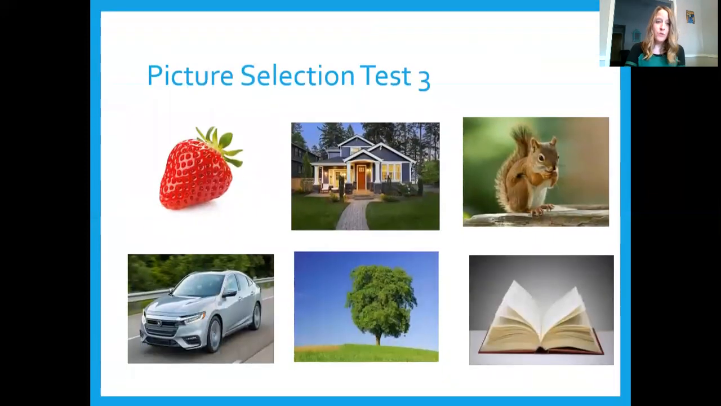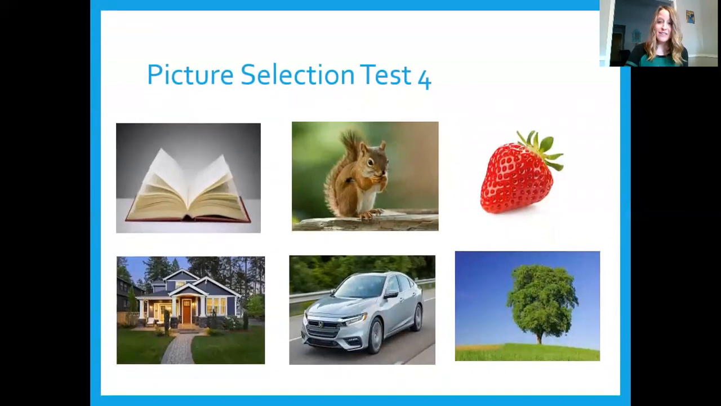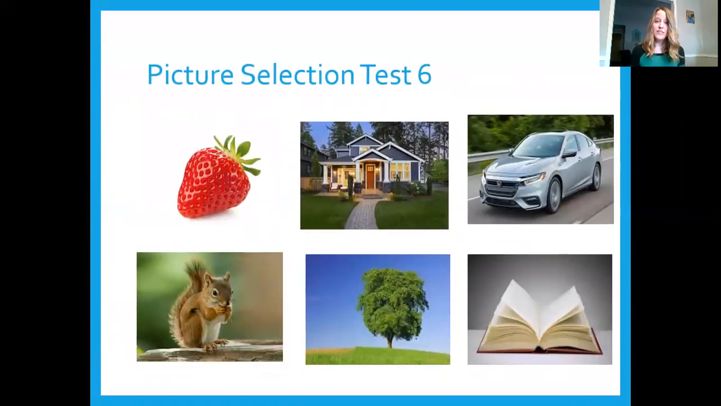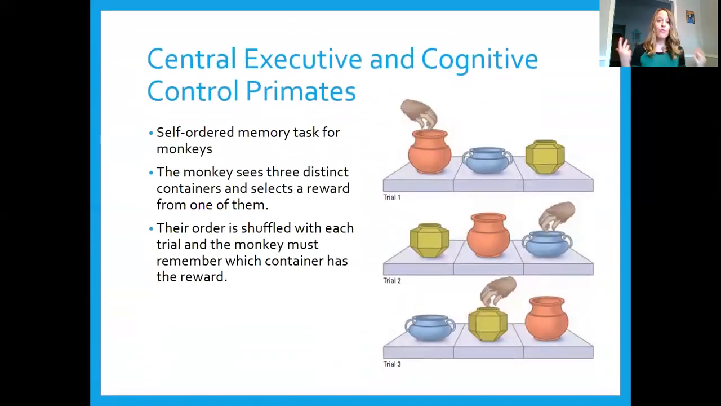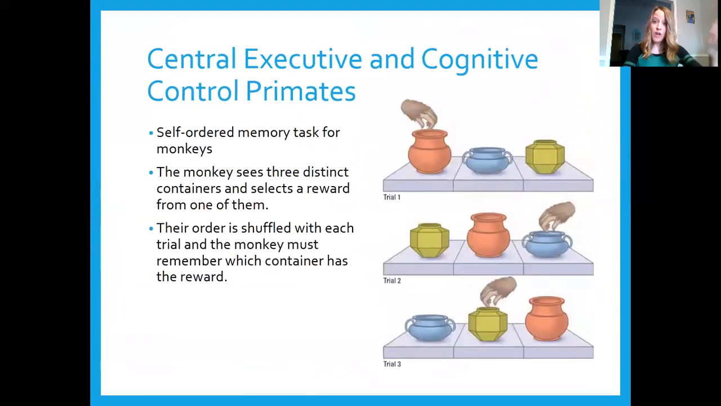And so you go through, and there are 6 pictures. In 6 trials, you need to select a different picture each time, right? So that by the 6th, you have selected all of these pictures just once. This is a self-ordered memory task. It can be studied in humans and in primates to see the role of the central executive in updating and monitoring the information that is stored within working memory to direct this task. So I need to remember, I have picked the squirrel, the tree, the strawberry. Now I need to pick maybe the car.